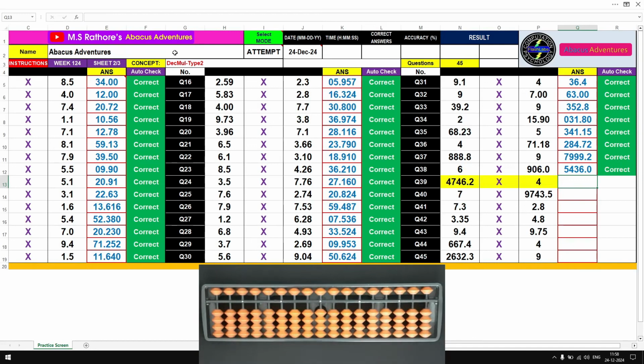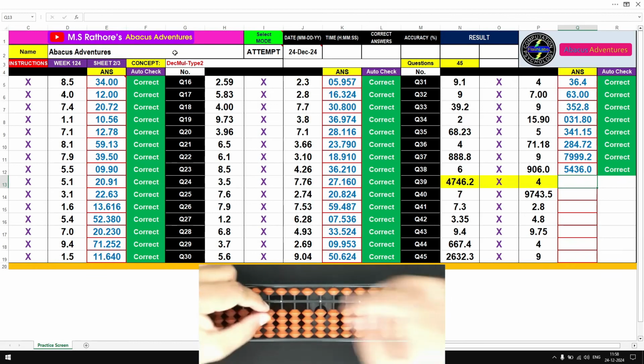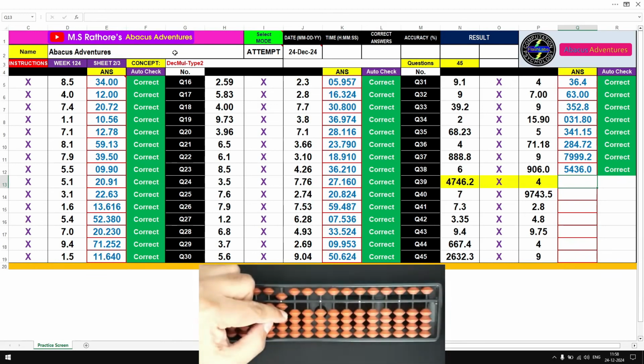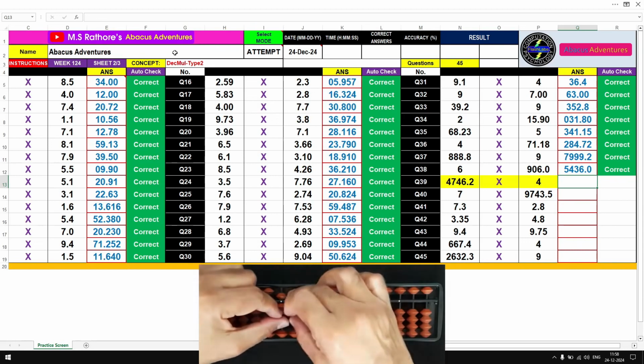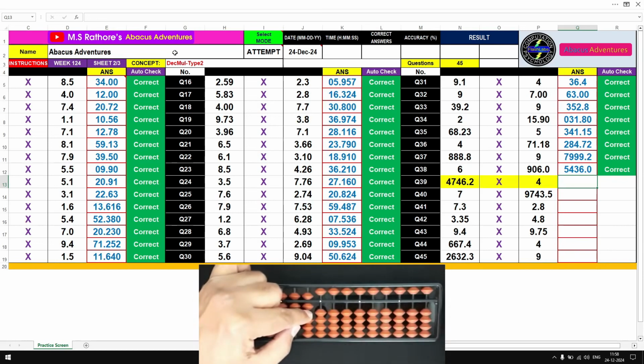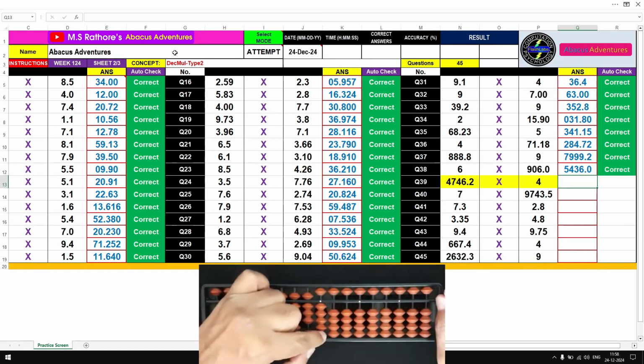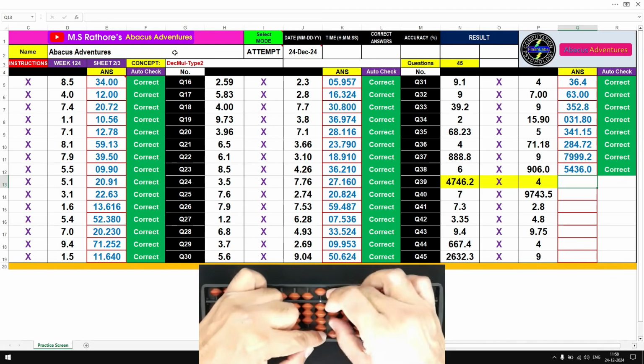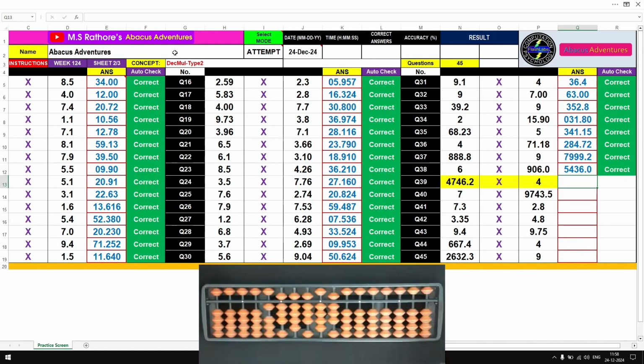Question number 39, 4746.2 multiplied by 4, beginning from rod number 5 in this case. Now from right to left it is 4 4s are 16, shifted. 4 7s are 28, shifted. 4 4s are 16, shifted. 4 6s are 24, shifted. 4 2s are 0 8. So we have to read the answer from rod number 5. The answer is 18984.8.